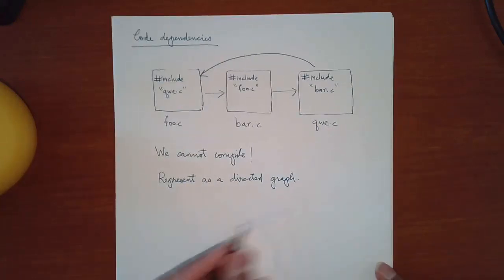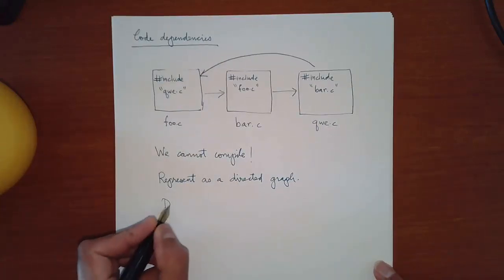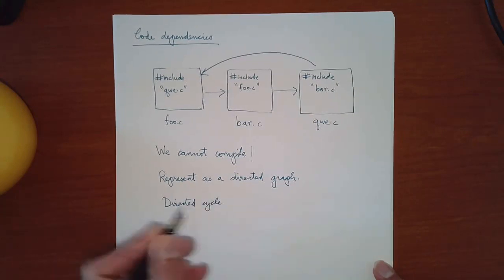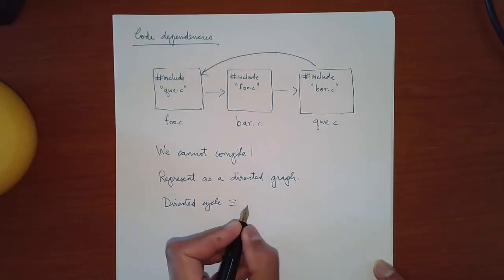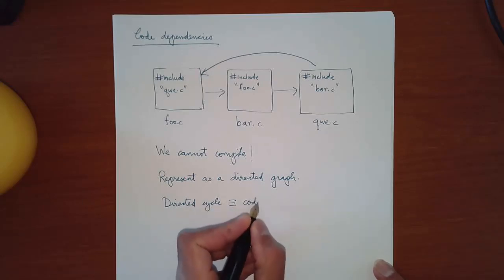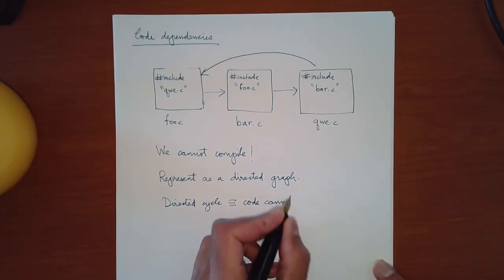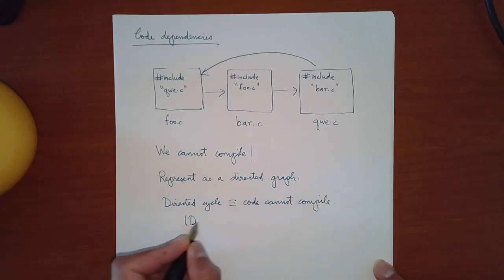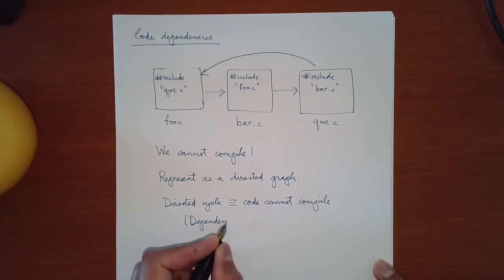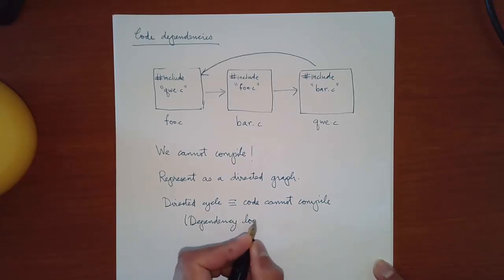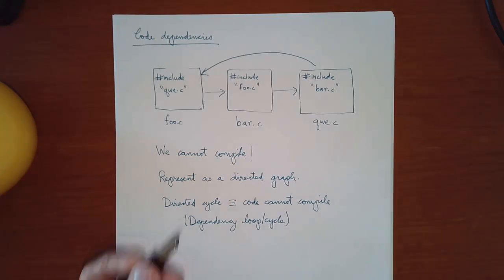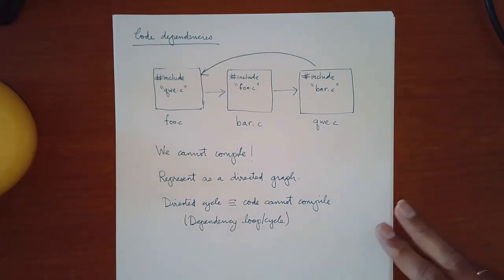So what you get is a directed cycle. A directed cycle is equivalent to saying the code cannot compile, and this is also called a dependency loop or cycle. So your compiler needs to figure this out before it can start compiling.